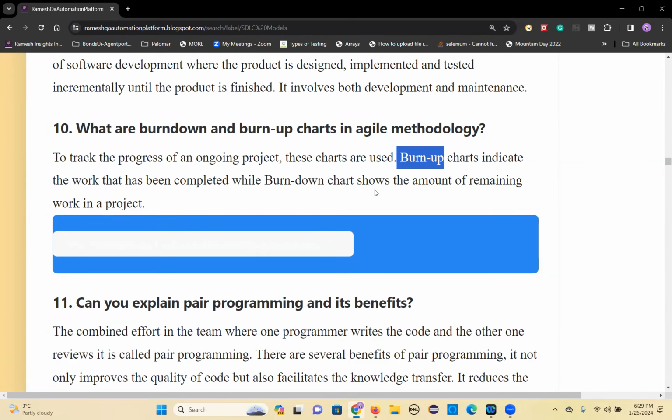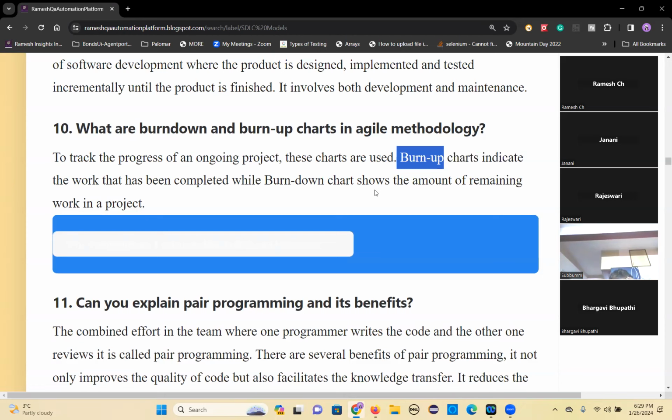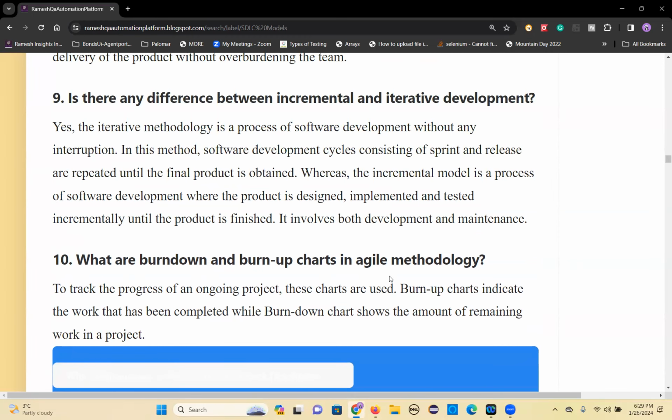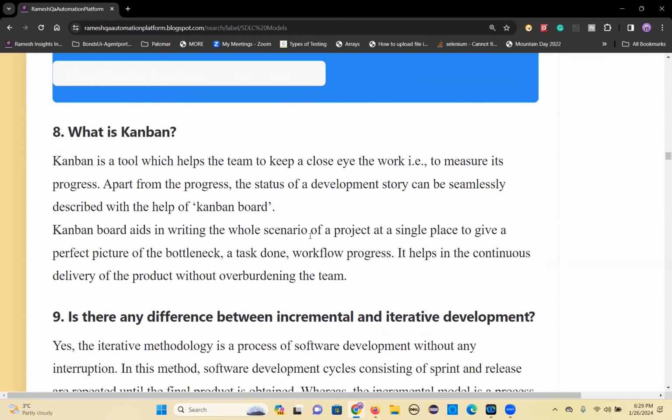Are we clear on this? The completed work you will show in the chart, that is the burn up chart. The completed number of hours will be recorded by the Scrum Master. To complete the task, the remaining amount of time, every day you will record. That is called the burn down chart. So these are the two terminologies, very important. Please make sure you understand this. Once you understand, you don't need to read them every time.